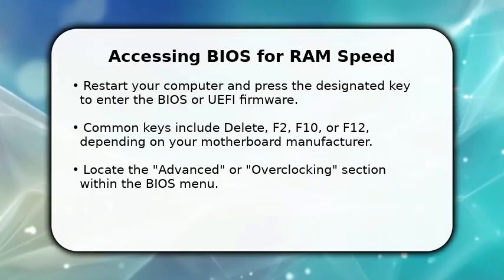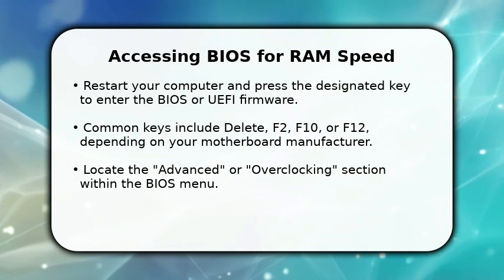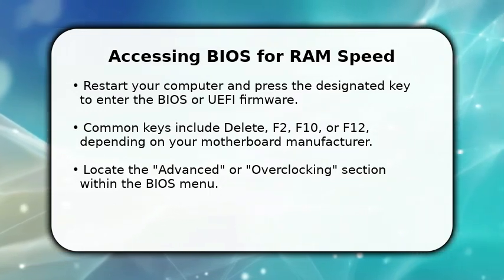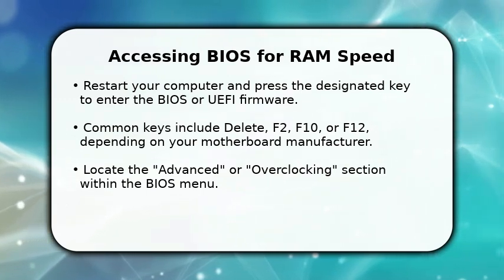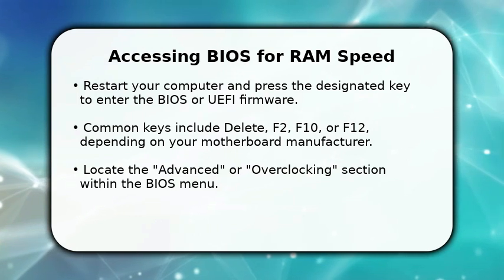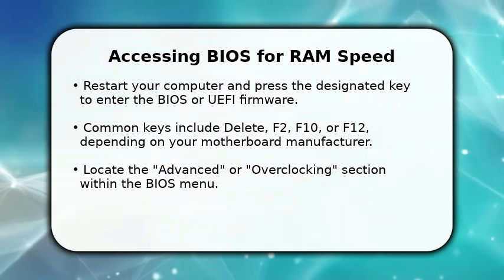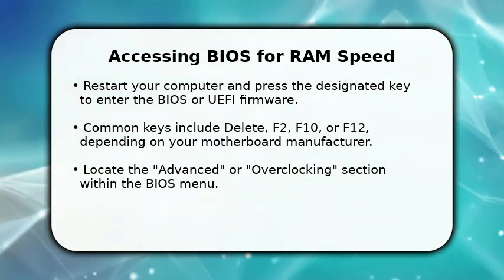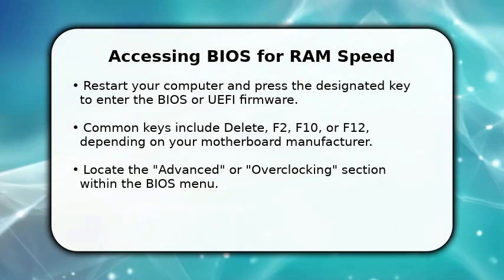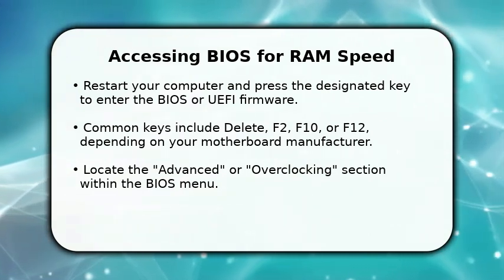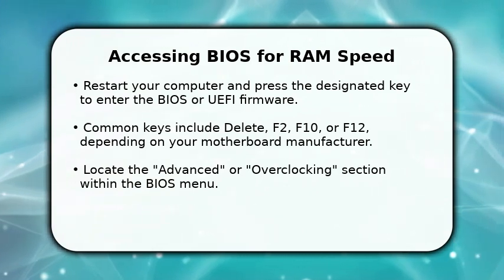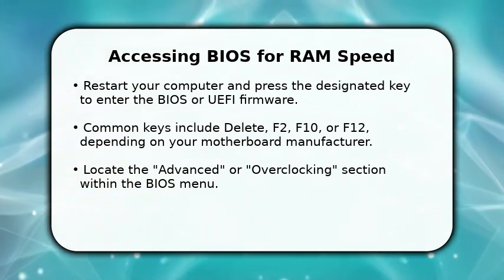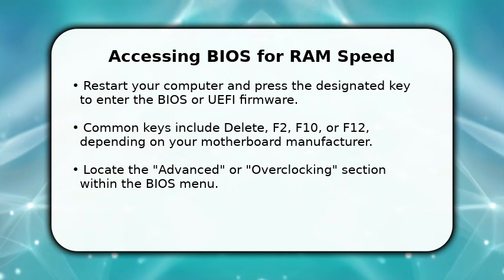In this video, I will explain how to manually change RAM speed. First, you'll need to restart your computer and access the BIOS or UEFI firmware. This is usually done by pressing a specific key like Delete, F2, F10, or F12 immediately after powering on. Once inside, navigate to the Advanced or Overclocking section. This is where you'll find the memory settings. It's the crucial first step to unlocking your RAM's full potential.